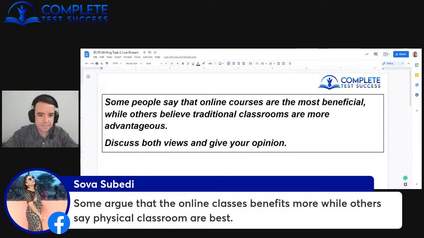Okay, so Sova, some argue that online classes, so it's plural classes, so we don't need the article. So articles is something that you can look at. Some argue that online classes have more benefits, while others say physical classrooms, that needs to be plural, are best. So what you need to look out for is plurals and articles. Those are the two grammar areas you can work on.